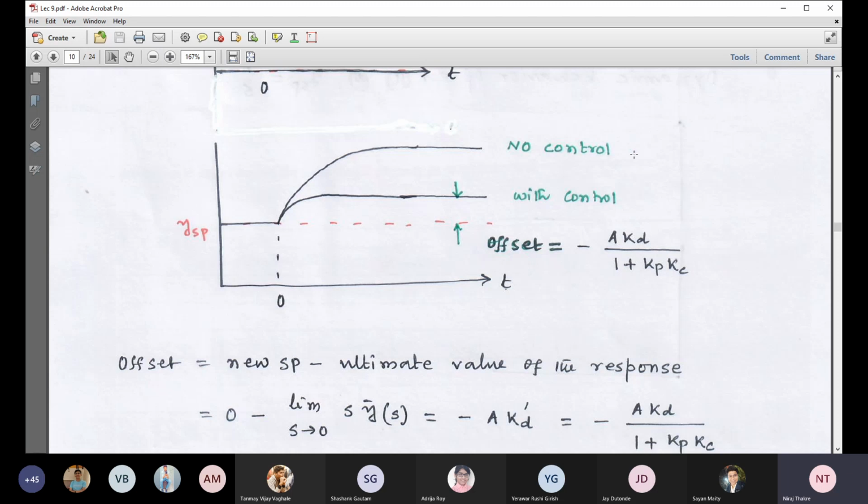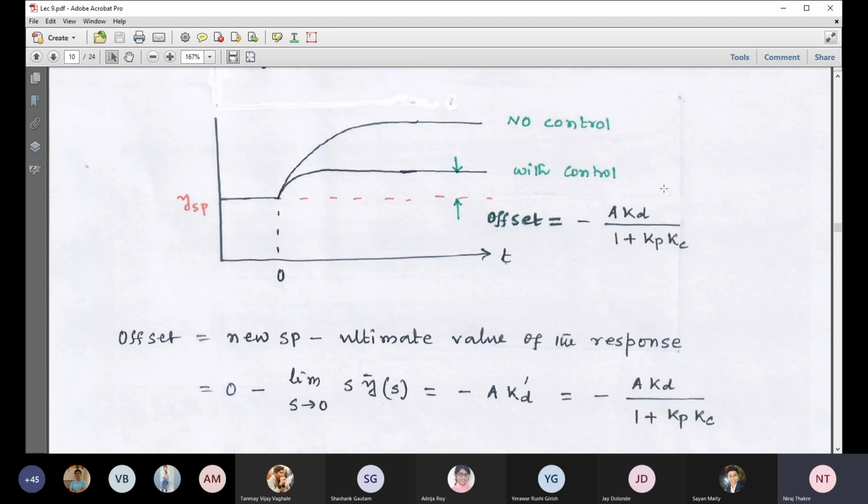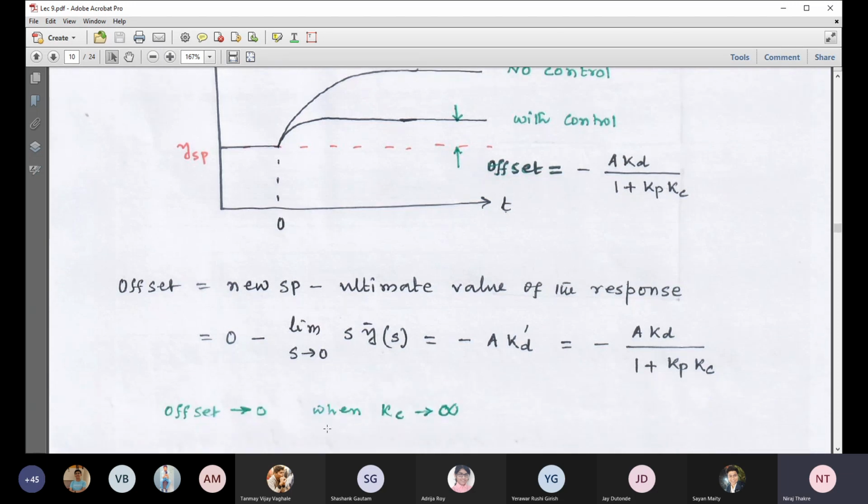No control means Kp and Kd. With control means Kp prime, Kd prime. And you are understanding the deviation is less for Kp prime, Kd prime, and deviation is more for Kp and Kd. This is the physical explanation we can have from this. Okay. Now you see offset tends to 0 when Kc tends to infinity.